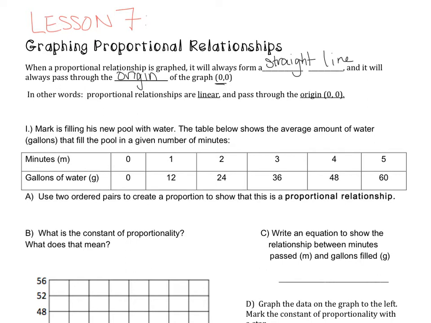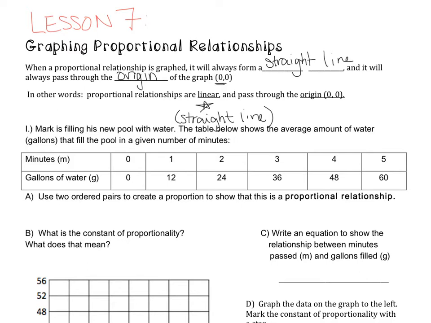So to add some vocabulary words, proportional relationships are linear. Linear means straight line. And will pass through the origin. So linear going through the origin represents a proportional graph. Here's an example here. Mark is filling his pool with water. The table below shows the average number of gallons of water that fill the pool in a given number of minutes. We're going to use two ordered pairs to create a proportion to show that this is a proportional relationship.